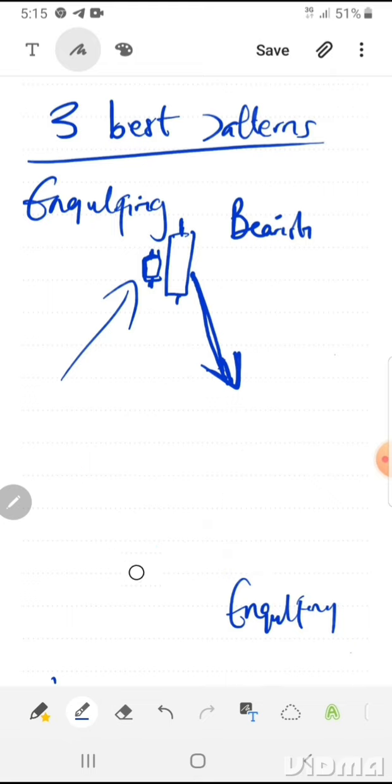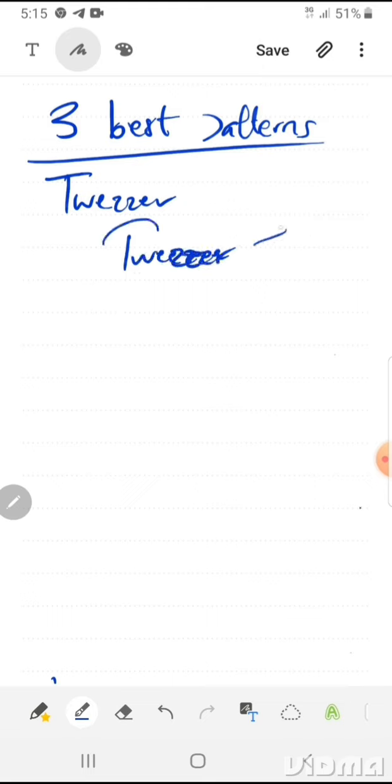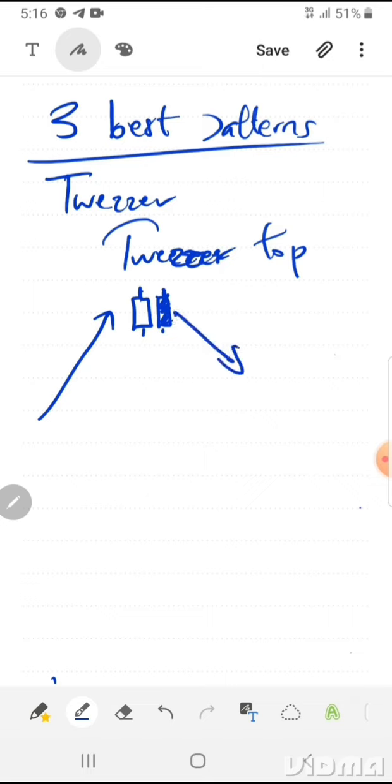And the third one I'm going to show you now is known as the tweezer. Now under the tweezer we have the tweezer top and the tweezer bottom. What do you mean by tweezer top? When the trade is going upwards and it creates something like this. Can you see it? This is known as what? The tweezer top. At the top, the market goes upward, then it forms a candlestick pattern like this. It indicates that the market is about to go down.